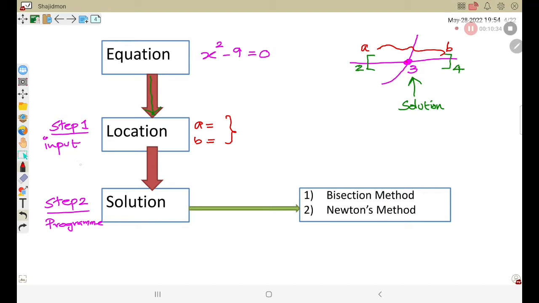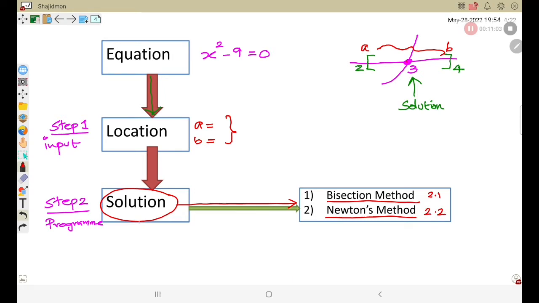Now once you find the location, we need to prepare the program for finding the solution. For that we are using two methods. One is the bisection method and the second one is Newton's method. I will explain one by one. So the first step, we need to find the location or input number. The second step is we need to prepare the code, that is the bisection method or Newton's method. Bisection method we are studying in this section and Newton's method we will study in the next section.